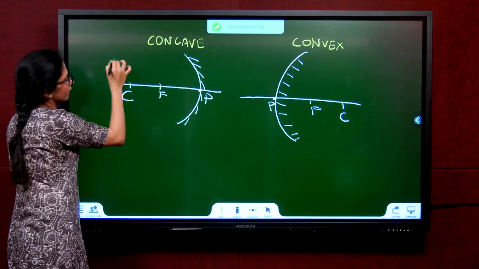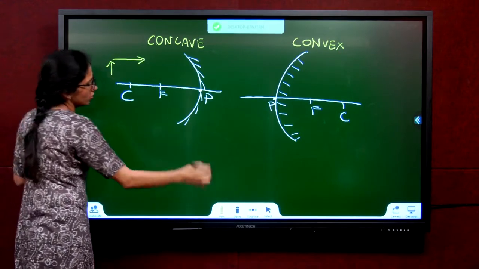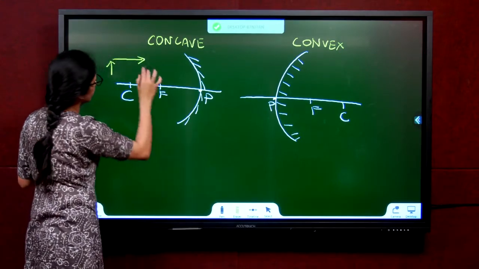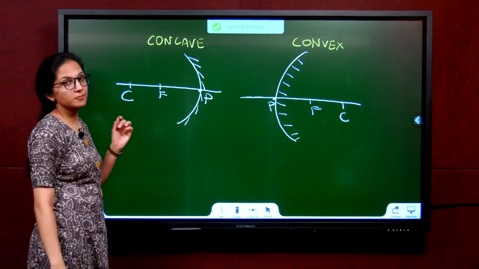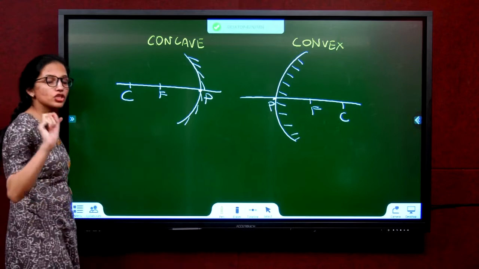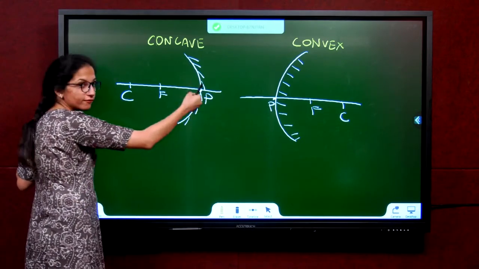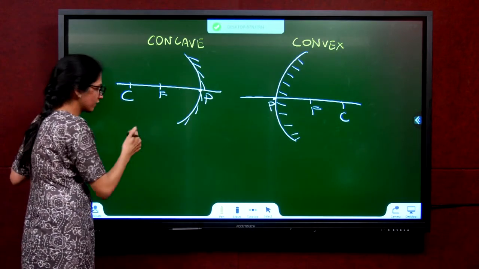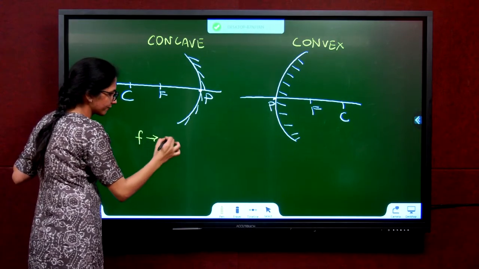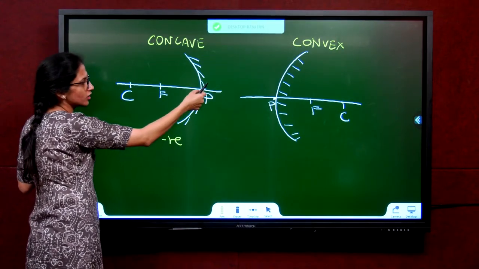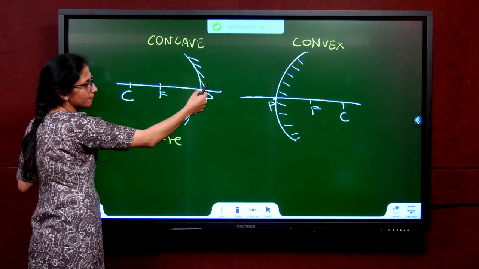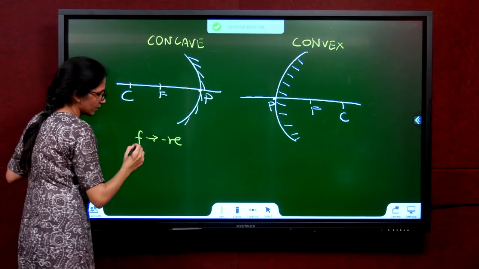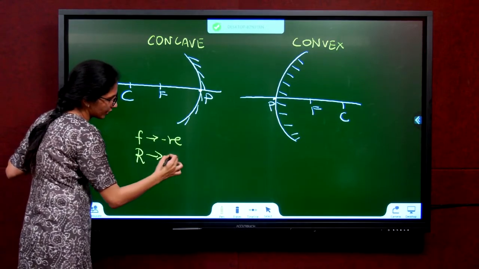The object will be placed to the left, the direction of incident ray. Now, you can do it directly. Focal length is the distance between pole and focus. All distances are measured from the pole. I am going to the left. Positive or negative? Negative. Focal length is negative. Radius of curvature is between C and P. All distances are measured from P to C. You're going to the left. Radius of curvature is also negative.